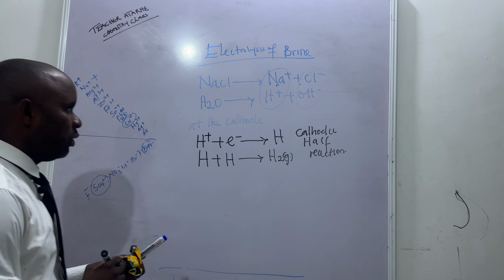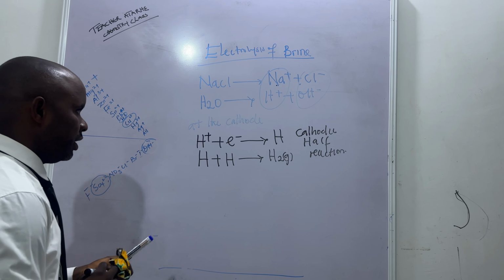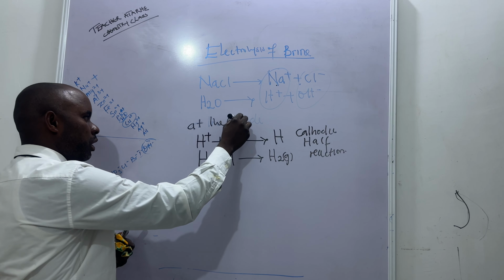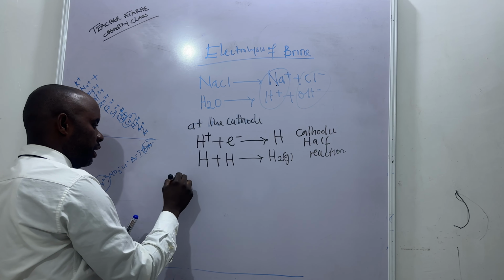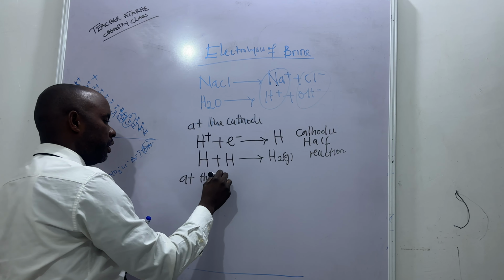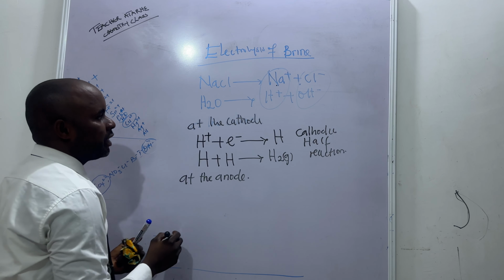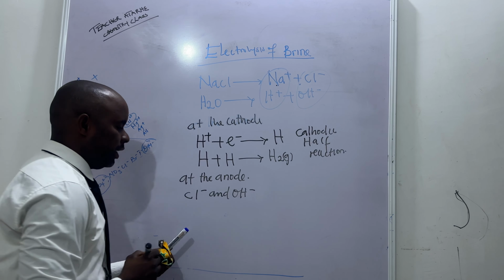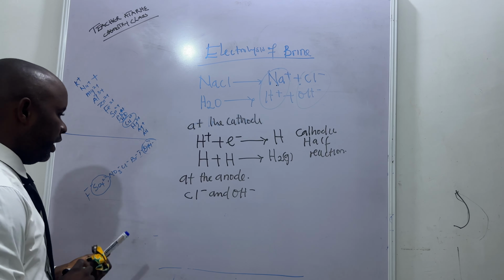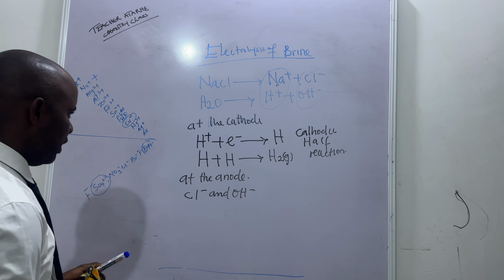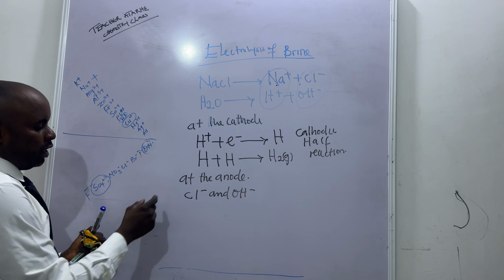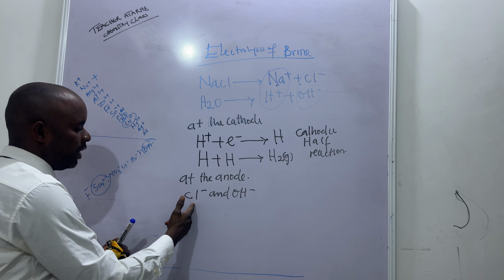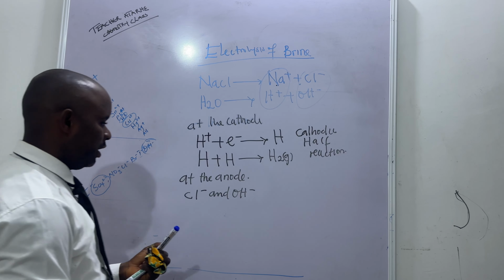Now at the anode, the negative ions will move to the positive pole, which is the anode. So we said chloride ion and OH ion will migrate. The effect of concentration plays a very good role here because they are very close. We said concentration promotes the discharge of ions. Because of the affinity of chlorine as well, chloride is preferentially discharged.